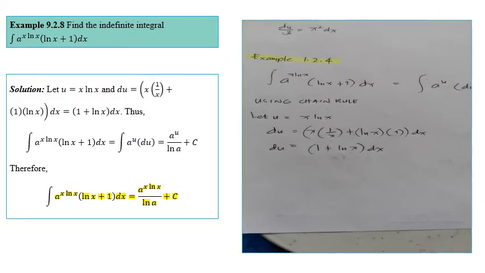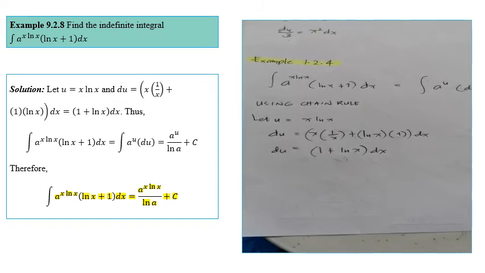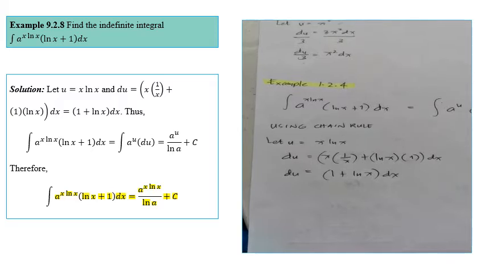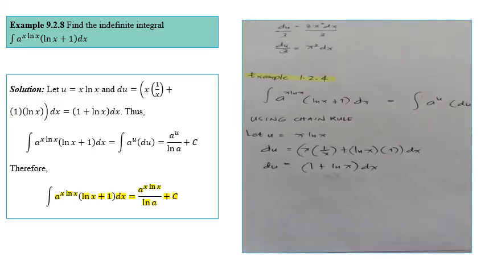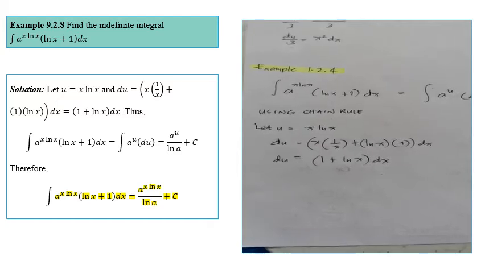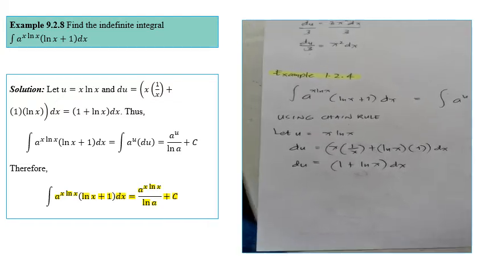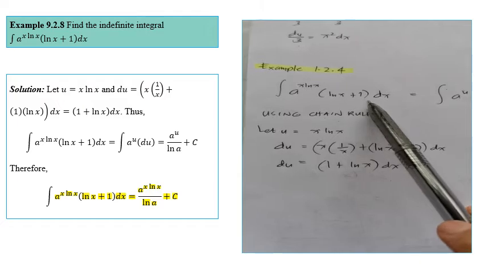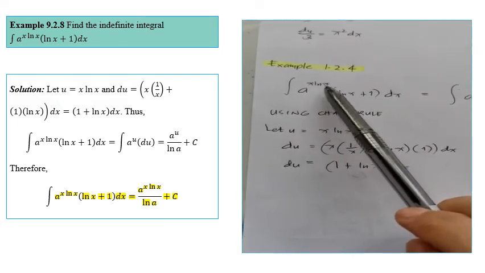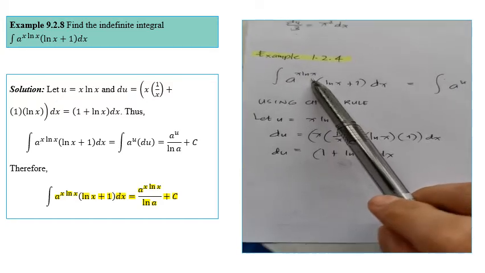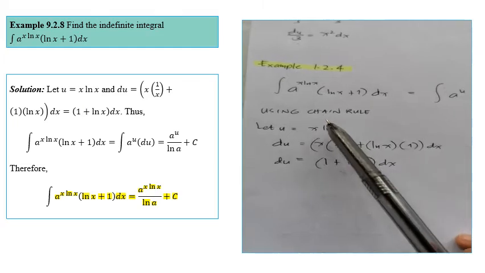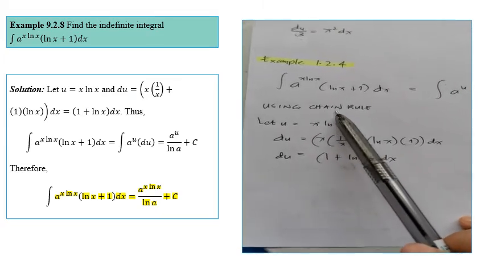Okay, another example under theorem 1.2.2, still using the chain rule, same as in our previous video. The given is a to the power of x ln of x, multiplied by the ln of x plus 1 dx. So the exponent here, class, is x ln of x. To integrate this, the technique we will use is the chain rule.